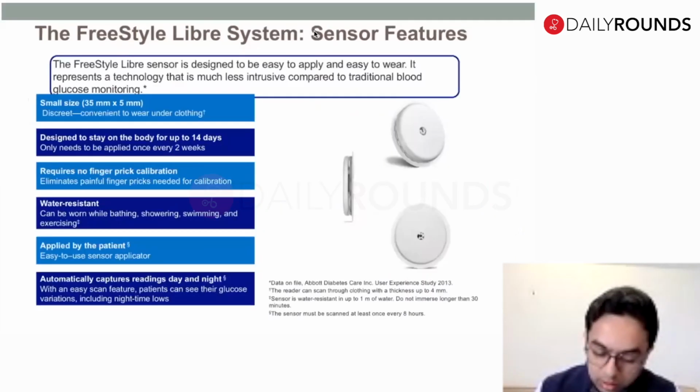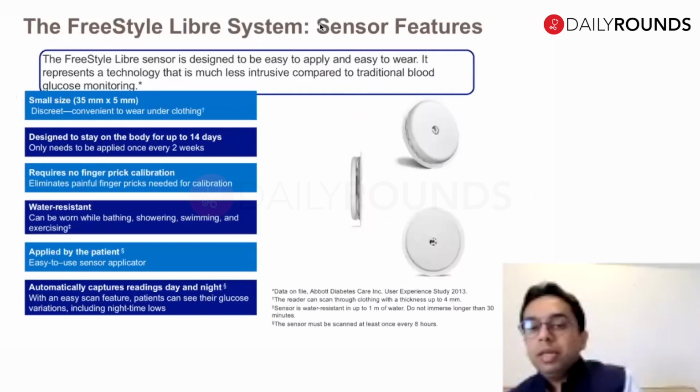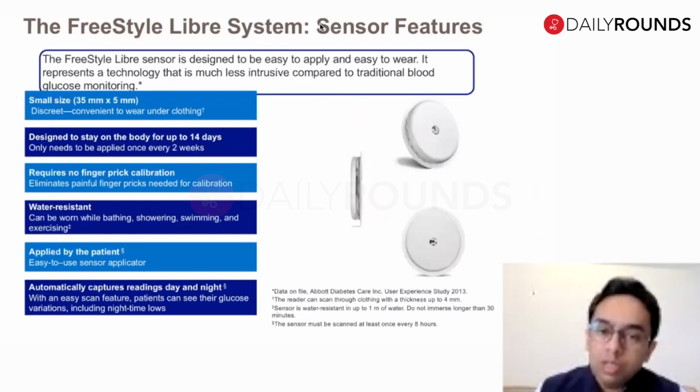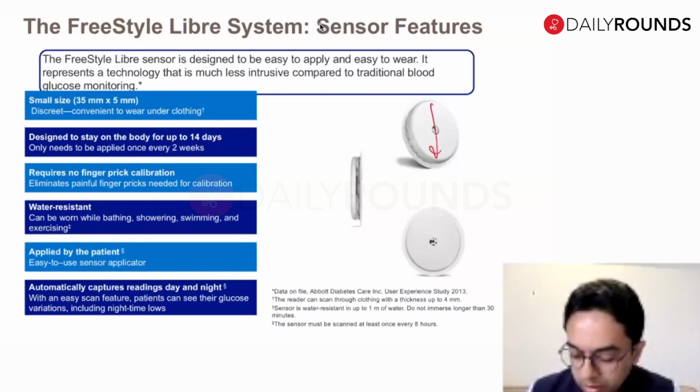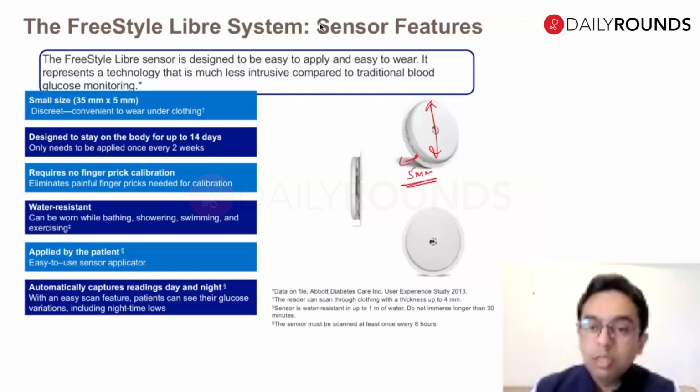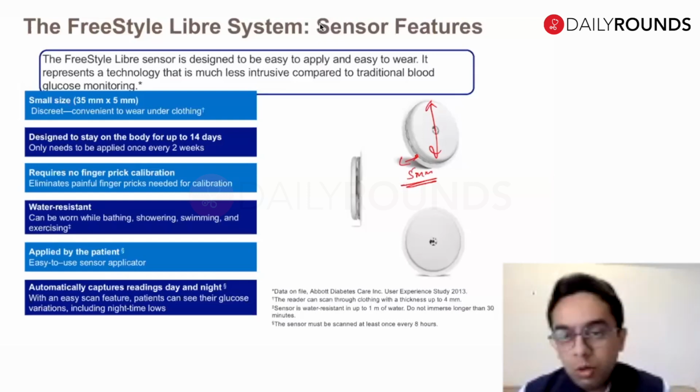So this is around 4 centimeter, 3.5 centimeter. Now the newer versions are even smaller. This is what is available in India. Here you can see it is 3.5 centimeter with 5 mm thickness. This is your sensor. It works for 14 days. The patient cannot remove it in between. If the patient removes it or it falls off, then it will not work.